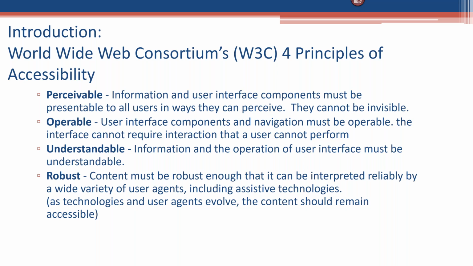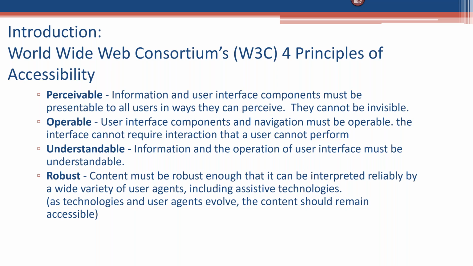So, what are some of the principles of accessibility that we'll be talking about? World Wide Web Consortium, which is also known as W3C, gives 4 principles of accessibility. And I've cited this particular resource because the World Wide Web Consortium has developed a set of guidelines that are considered the standard in the field for achieving accessibility compliance. So those 4 principles are that information must be perceivable. Information and user interface components must be presentable to all users in ways they can perceive, so they cannot be invisible.